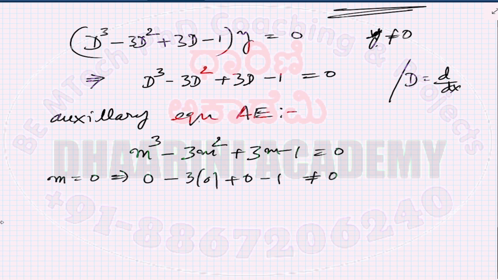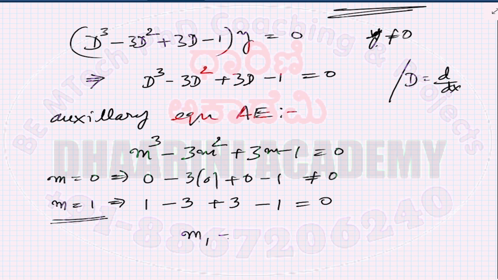Okay, fine. Now let's put a different value. This is not the answer. m equal to 0 is not one of the answers. Let's go with the other one. Put m equal to 1. What happens? This is 1 cube minus 3 into 1 plus 3 into 1 minus 1. Correct? So you can see that this is equal to 0, which means m equal to 1 is one of the answers. So I got m1. m1 is equal to 1.